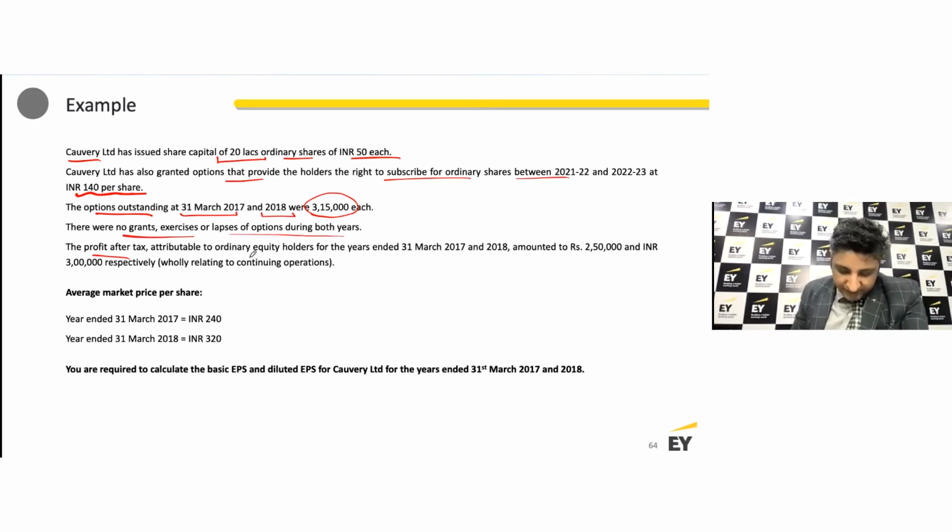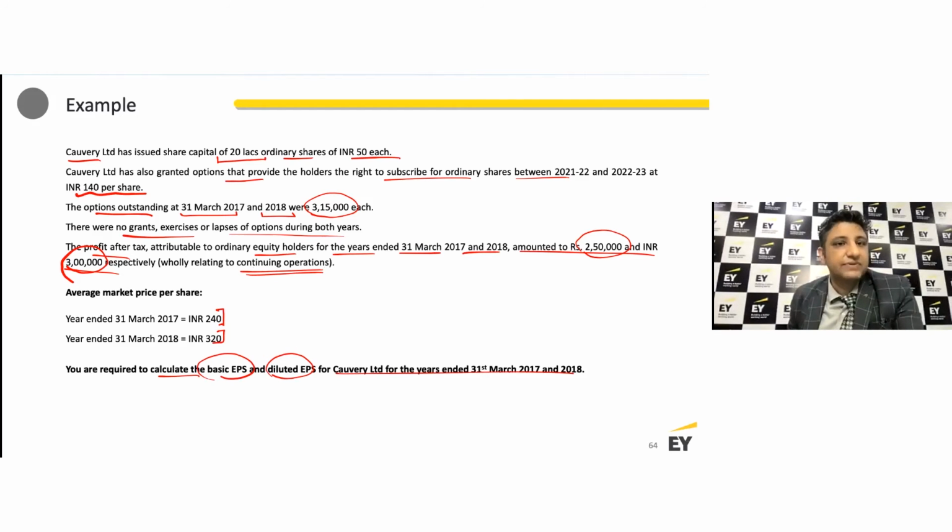It also mentions the profit after tax attributable to the ordinary shareholders for the 2 years are 2,50,000 rupees and 3 lakh rupees respectively, purely with respect to the continuing operations. The average market price is also provided at 240 and 320 rupees respectively for the year ended 31st of March 2017 and also for 2018. The question is: calculate the basic EPS and diluted EPS for each of these years.